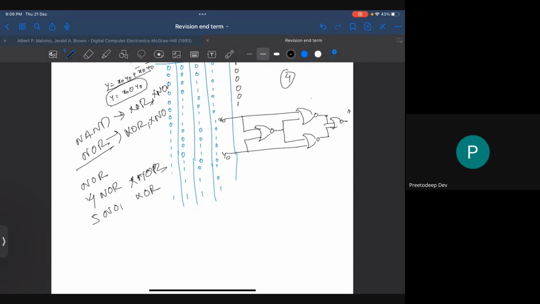And with the help of 4 NAND gates you can implement the XOR gate. And with the help of 5 NAND gates you can implement the XNOR gate.